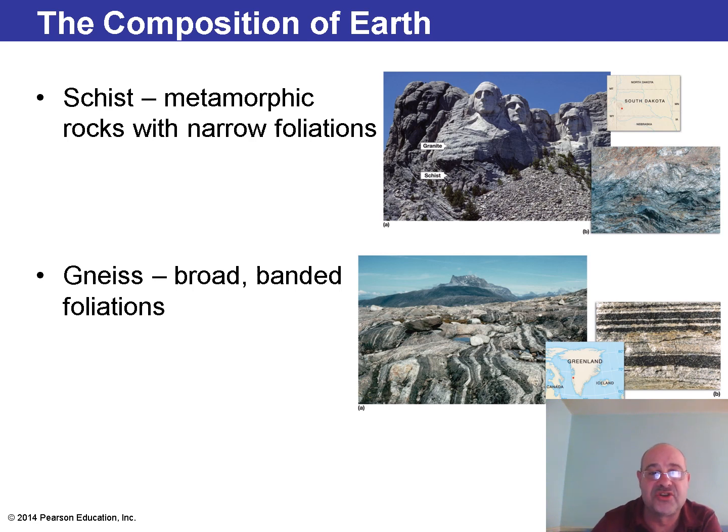Here are some other ones: schist, metamorphic rocks with narrow foliations. You can see these foliations where it's kind of changed that crystal. And why do we have this warp in it here? That's due to folding. The same down here, gneiss, broad-banded foliations. Again, it's been folded. We've got those curves in there. We can also see here the horizontal strata. Okay, there are our different layers.